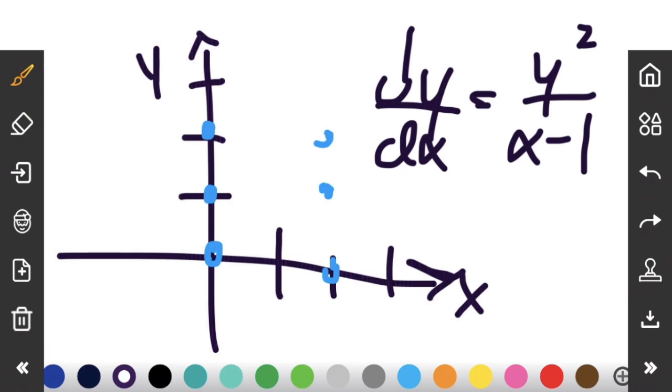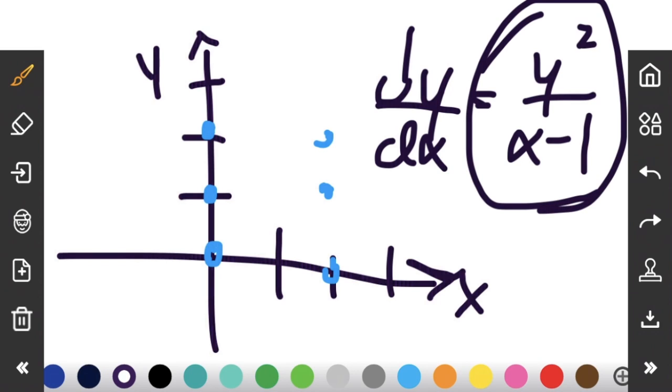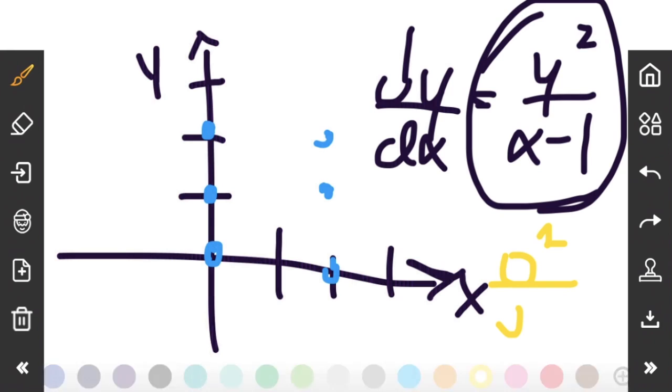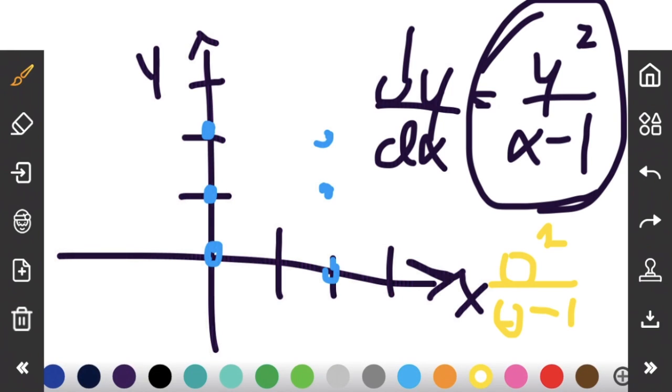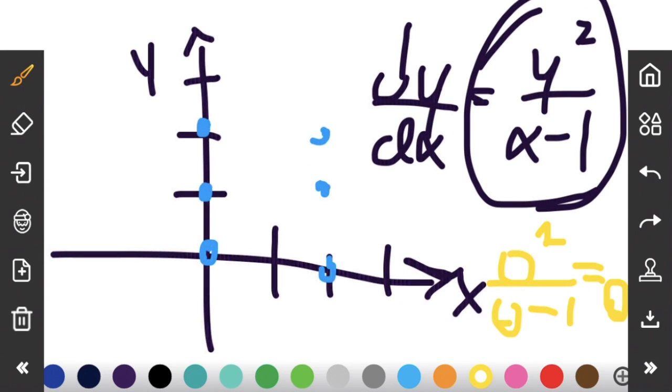So what you want to do is plug the points that you indicated into this equation. For example, we'll go with this 0, 0 point. So it'll be 0 squared over 0 minus 1, which equals 0, right? So the slope right here is 0.